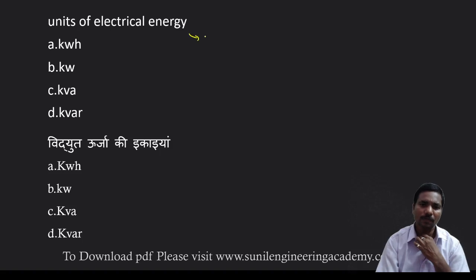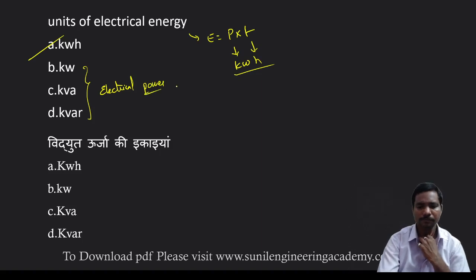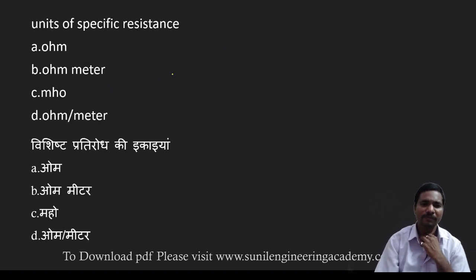Electrical energy. Energy is equal to power into time. Power is in kilowatt, time in second or hour. So kilowatt hour is the electrical energy. The remaining three are all units of electric power. Don't confuse power and energy. Electrical power units.